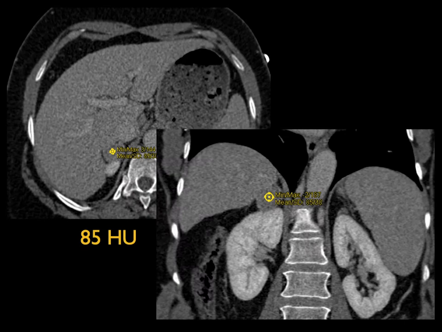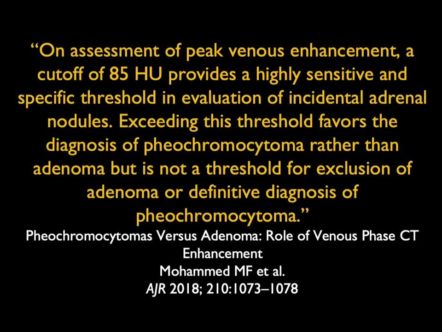So very, very important. This article by Mohammed on assessment of peak venous enhancement, a cutoff of 85 provides a highly sensitive and specific threshold in evaluation of incidental adrenal nodules. Exceeding this threshold favors a pheo rather than an adenoma, but it's not a threshold for exclusion of adenoma or a definitive diagnosis of pheo. 85, I don't know. I think, again, my big thing is over 110, 120. I see many adenomas that are 85, so I'm just disagreeing with this article.